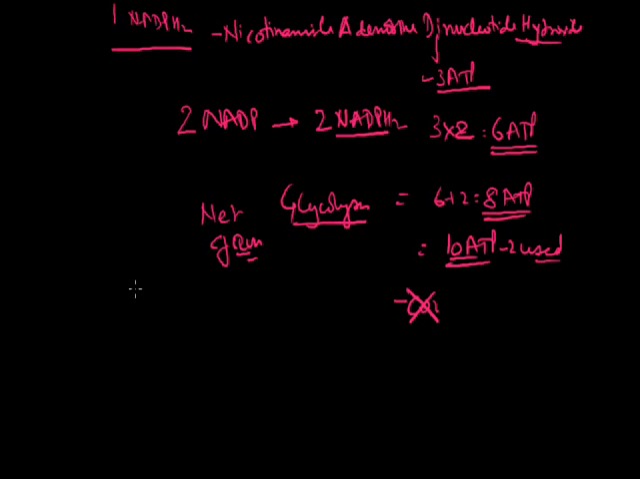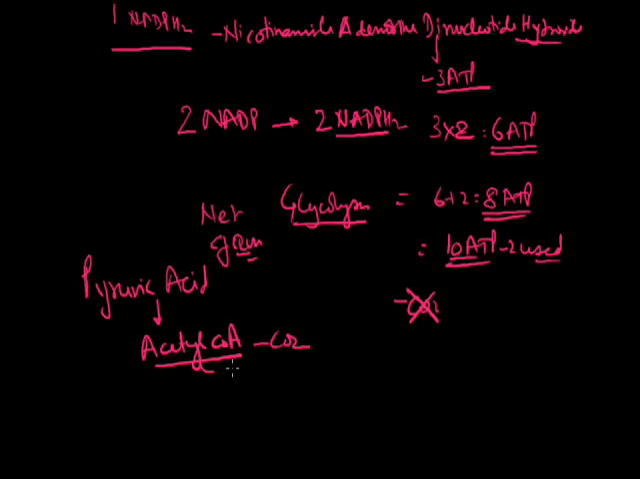Let us come to the next step after glycolysis: the pyruvic acid formed during glycolysis is converted into acetyl coenzyme A with the release of carbon dioxide. This acetyl coenzyme A enters into the Krebs cycle. This process is known as oxidative decarboxylation.